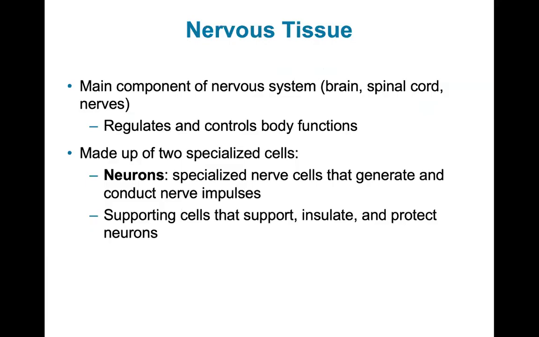The fourth and final type of tissue is nervous tissue. This is the main component of the nervous system, which consists of the brain, spinal cord, and nerves. Nervous tissue will regulate and control body functions. It's made up of two specialized cells, the neurons. These are specialized nerve cells that generate and conduct nerve impulses, and the supporting cells, which will help to support, insulate, and protect the neurons.